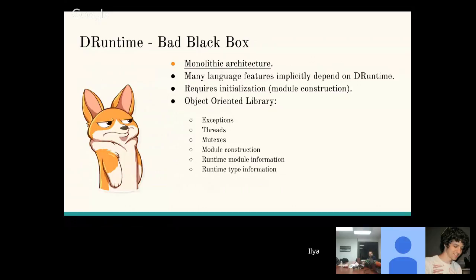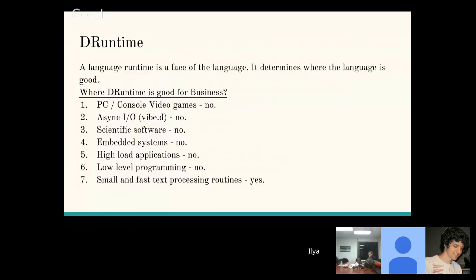So let's start with this slide. The first is monolithic architecture. What's the problem with monolithic architecture? In the real world, when you work with system programming, you write, for example, a very big project, like a distributed database, or you write some stuff for an embedded system, or a video game.